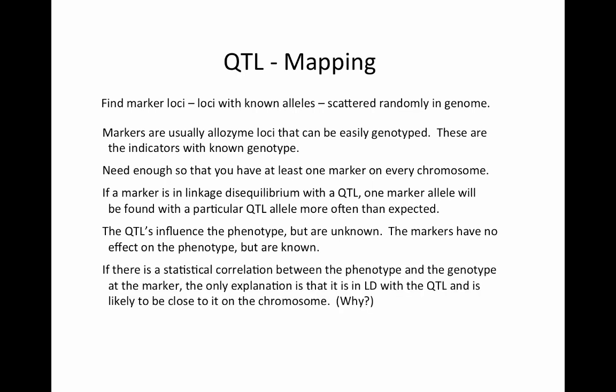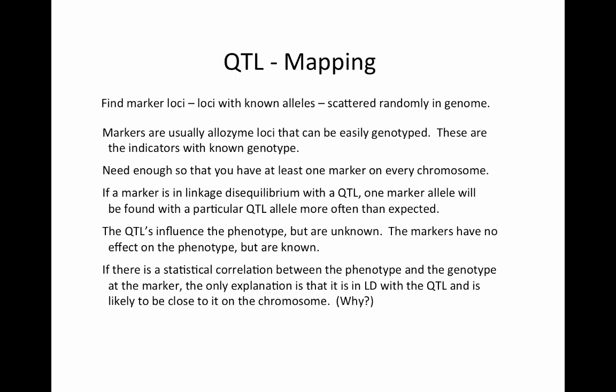You can measure the phenotype, you can figure out the genotype at the marker locus, and if there's a statistical correlation between the phenotype, which remember is caused by the QTL, and the genotype at the marker, the only explanation is that it's in linkage disequilibrium with the QTL, and that means that it's likely to be close to it on the chromosome. Make sure you understand why this is true. If you don't, make sure you go back and review where we discussed in class why the position on the chromosome is important for linkage disequilibrium.